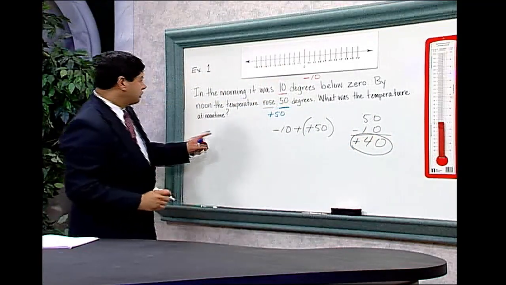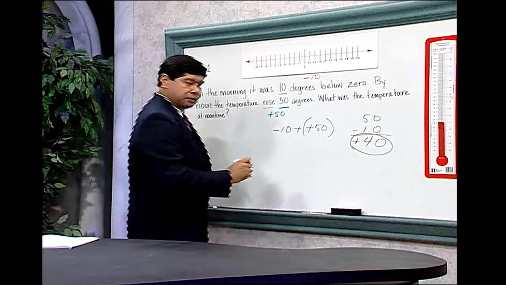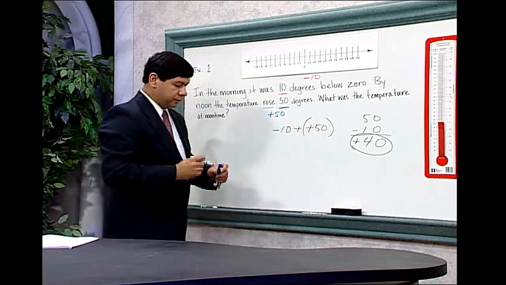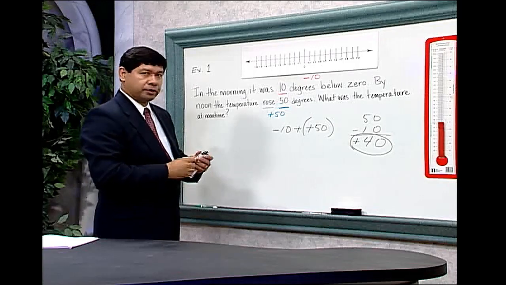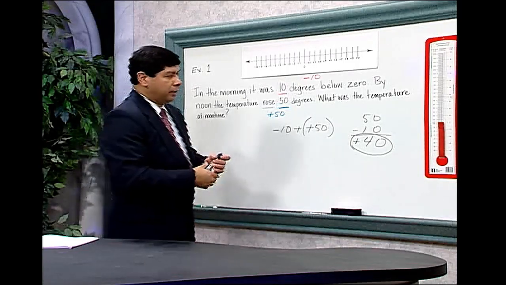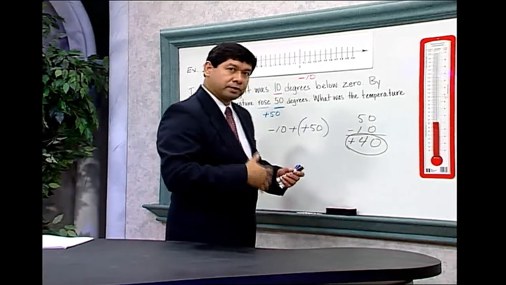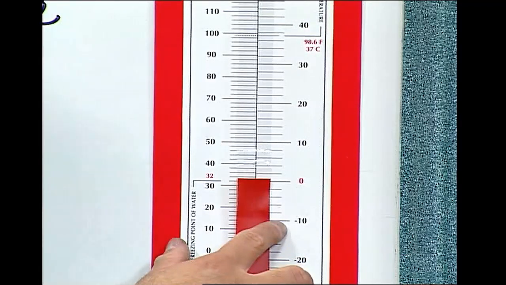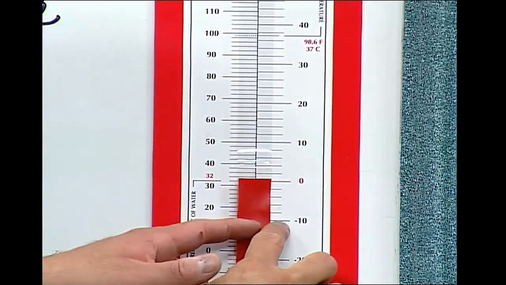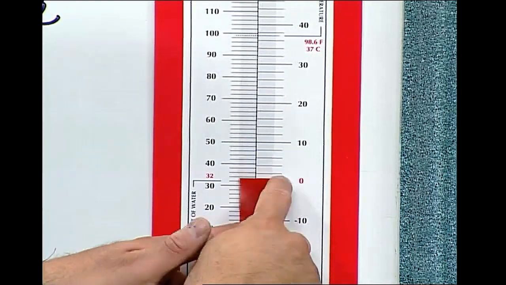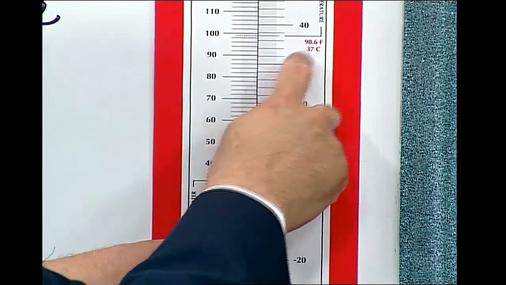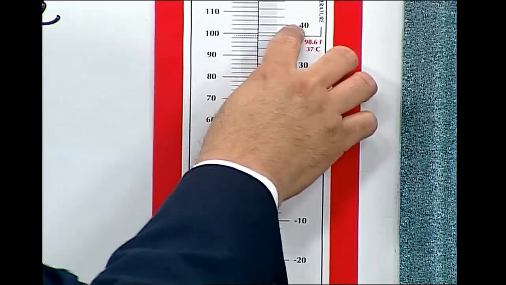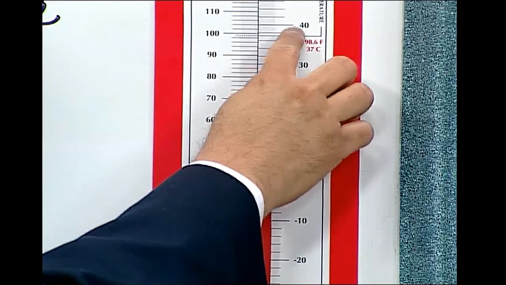So what was the temperature at noontime? The solution to that would be 40 degrees. Positive 40 degrees above zero. If you have a thermometer, it's also a good idea to work this out using the thermometer. We know that we started out at 10 degrees below zero, and throughout the day the temperature rose 50 degrees. So we can count 0, 10, 20, 30, 40, 50. So we can see that our solution, positive 40, matches up with what we've modeled here.